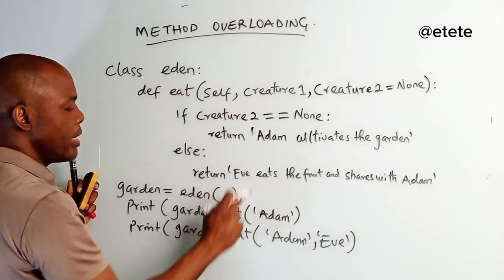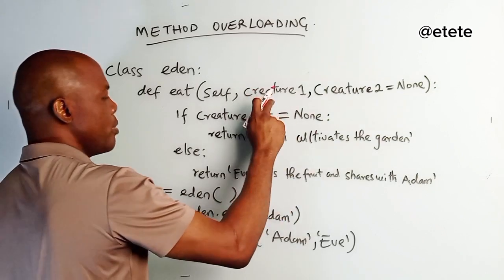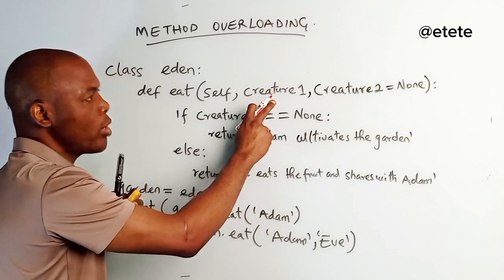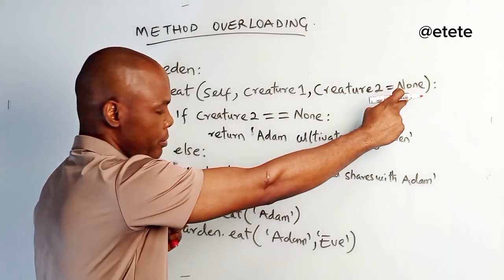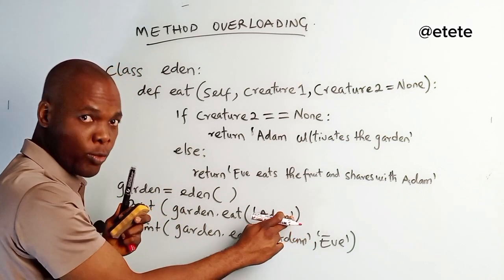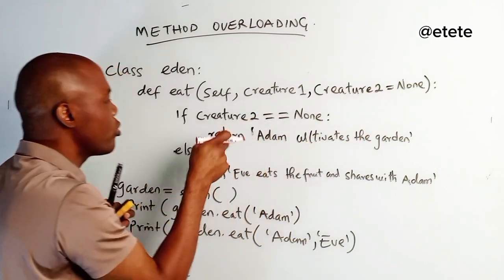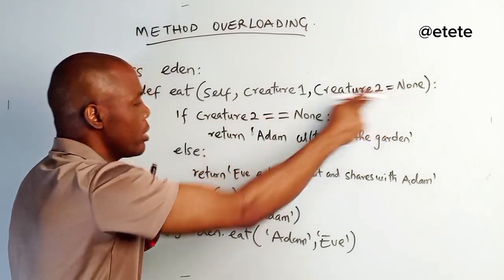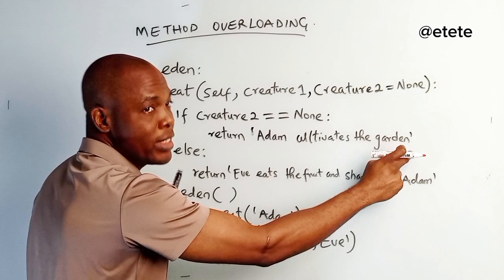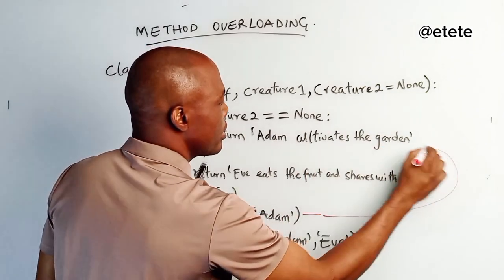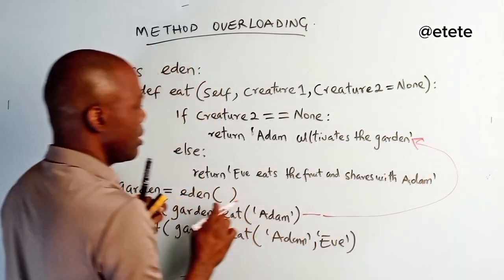Now, when I execute this program, this one, right, will print this. Garden will be given to self, right? And then this Adam will be given to creature 1. Creature 2 is already none, right? So it means that there is no second creature for this one. So creature 2 is none. Then it will go in. If creature 2 equals none, which is actually none, go in and print Adam cultivate the garden.